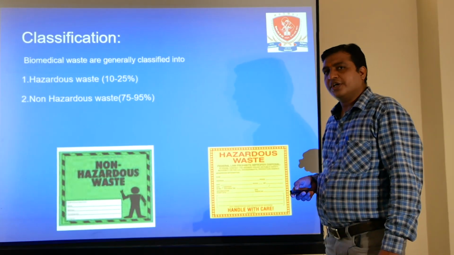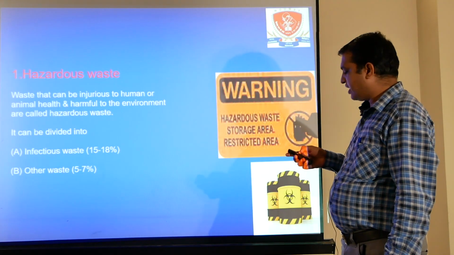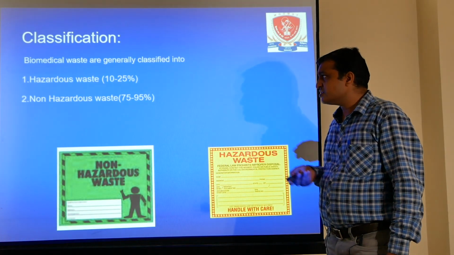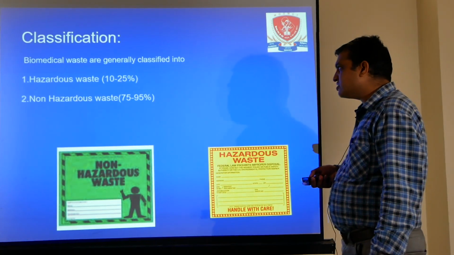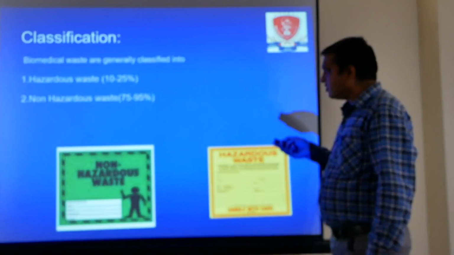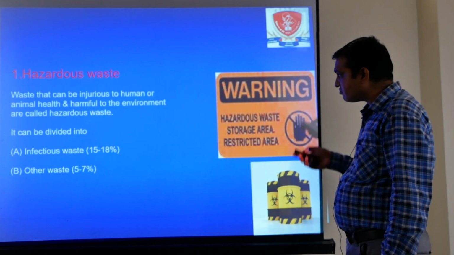Classification of the biomedical waste. Biomedical waste is generally classified into two types: hazardous waste and non-hazardous waste. Hazardous waste is approximately 10 to 25%, and non-hazardous waste is 75 to 95%.